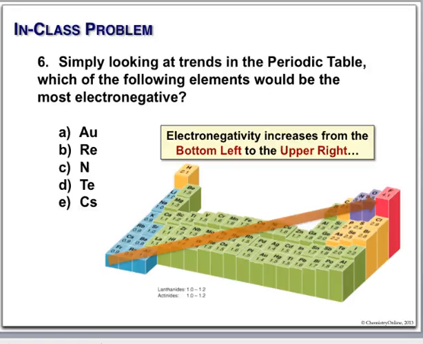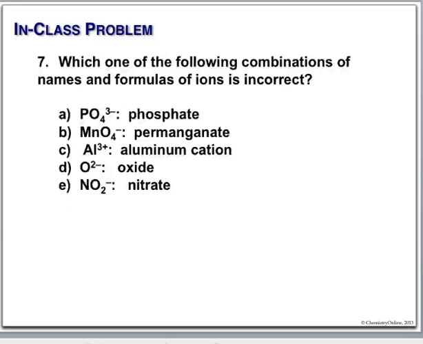Remember, our ramp goes up like this. We are looking here for our highest, and clearly, that's going to be nitrogen. The basic trends you want to remember: as you go across, it gets bigger. As you go up, it gets bigger. Gee, this looks exactly like the question on the other exam, doesn't it?